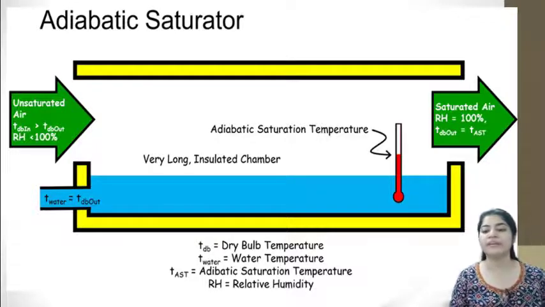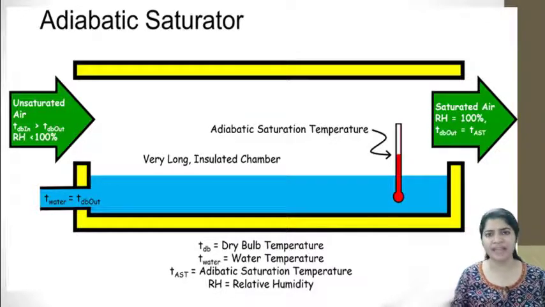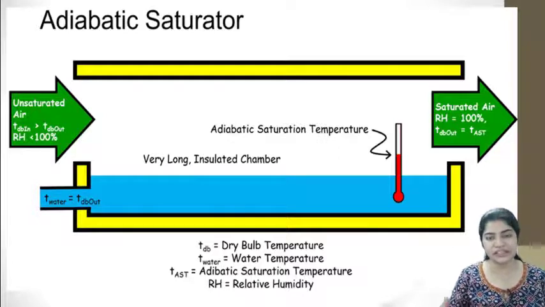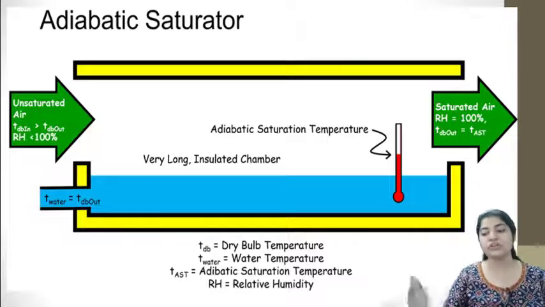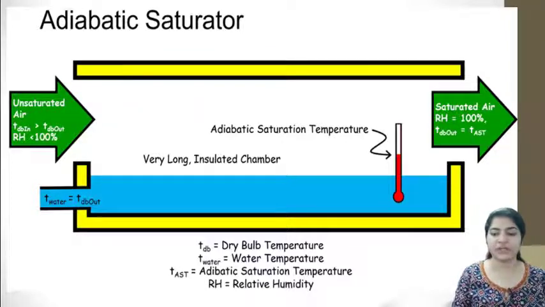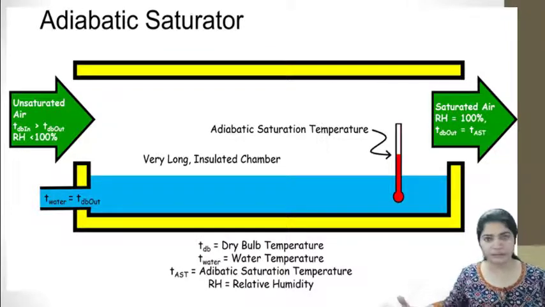From the outlet, you can see that you are getting saturated air. It means relative humidity is 100%. And its outlet temperature is your adiabatic saturation temperature. So you can see that even the water in the system is at your adiabatic saturation temperature. So the air which you are getting, its outlet temperature would be the adiabatic saturation temperature. But that is at the outlet part, right?